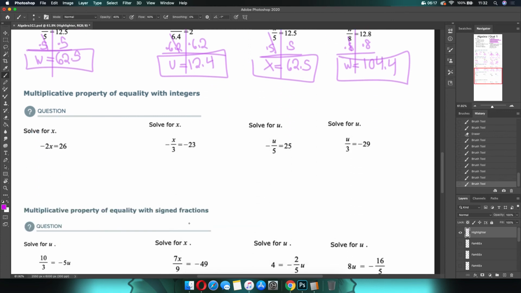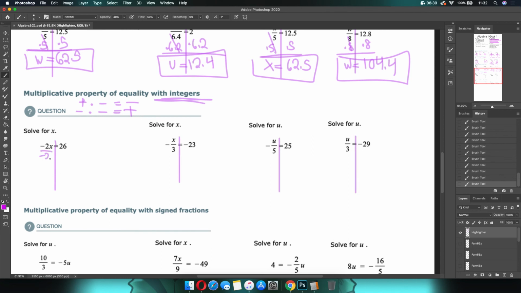Next up, multiplicative property with integers. So now we're getting used to our positives and our negatives. Same old, same old. If you have a positive times a negative, you're going to get a negative. If you have a negative times a negative, you're going to get a positive, just as a quick reminder. So set up our signs.